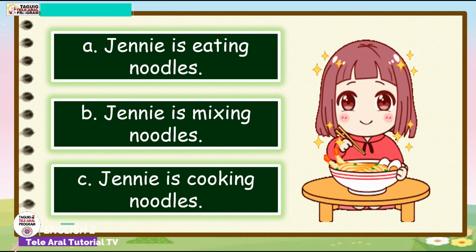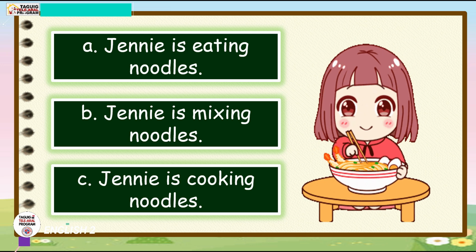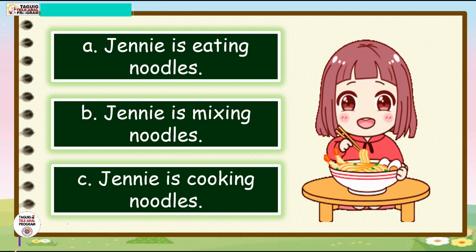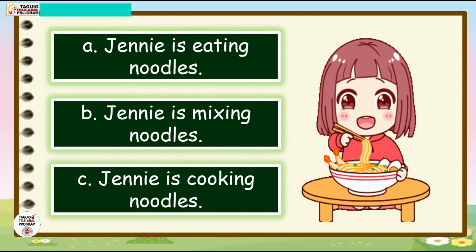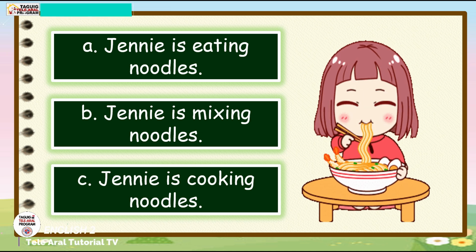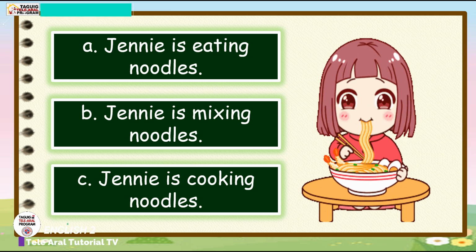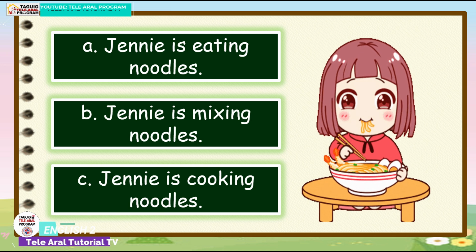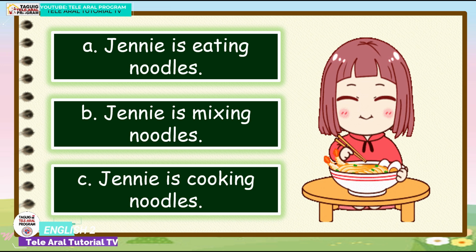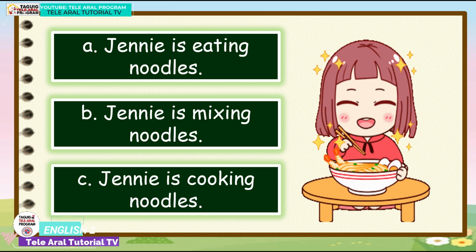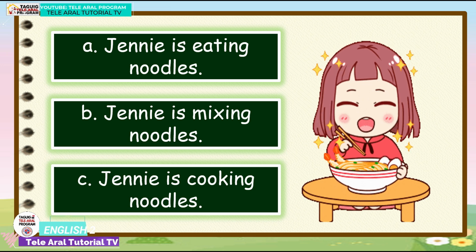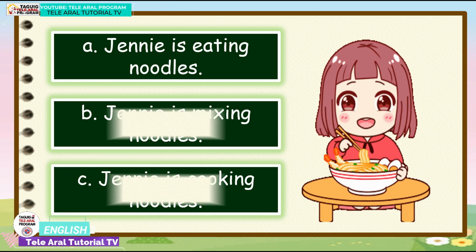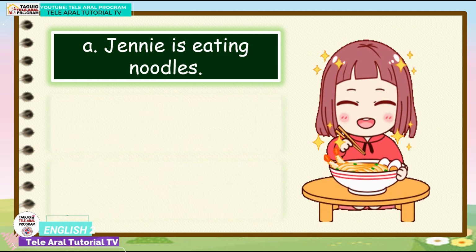Now, let's get started. Look at the picture. What kind of food is that? Yes, you're right. Noodles. What is Jenny doing with her noodles? A. Jenny is eating noodles. B. Jenny is mixing noodles. Or letter C. Jenny is cooking noodles. Wow, very good. The answer is letter A.